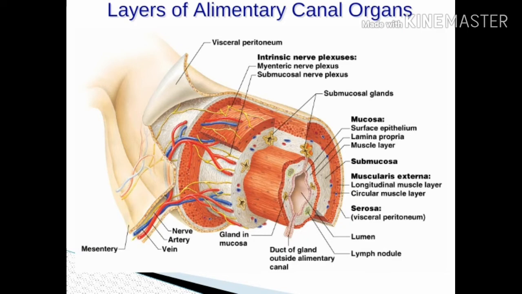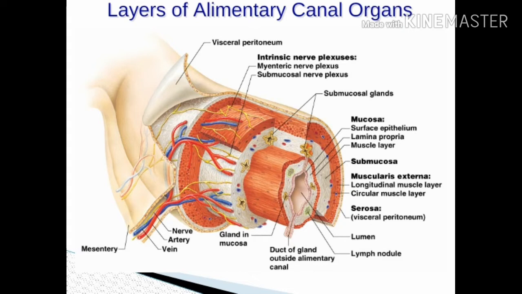Mucosa. The innermost layer of the GI wall, the layer facing the lumen, or the open space of the tube, is called the mucosa or mucous layer. The mucosa is made up of three layers: the inner mucous epithelium, a layer of loose connective tissue called the lamina propria, and a thin layer of smooth muscle called the muscularis mucosa.